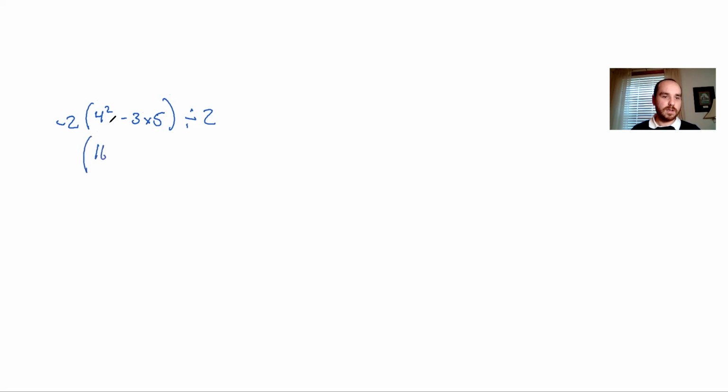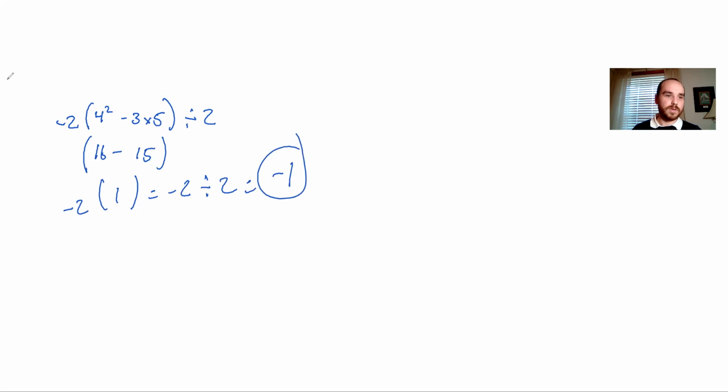You do 16 because exponents come first. They're in parentheses. You do minus 15. That's equal to 1. -2 times 1 equals -2. Divided by 2 is -1. Some people lost the negative, but that was the biggest issue with that one. I think for the most part, people got that. It was just an order of operations thing.